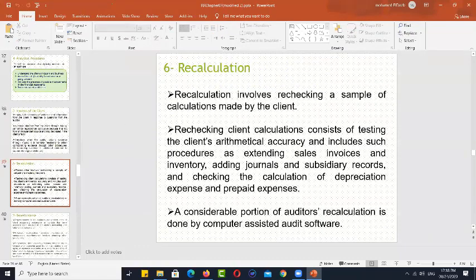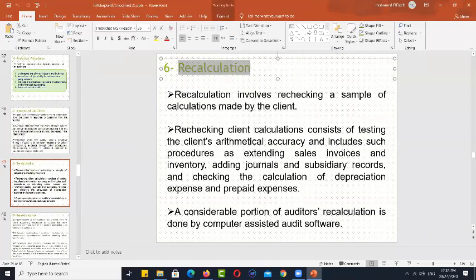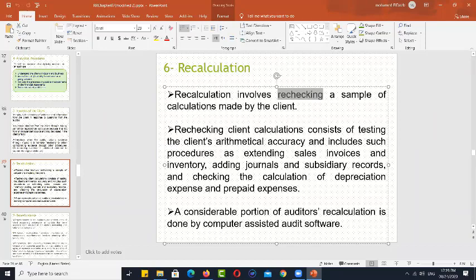Number 6 is recalculation. Recalculation involves rechecking a sample of calculations made by the client. For example, as a company I calculated depreciation as cost minus salvage value over useful life. So actually as an auditor I will do that calculation again.